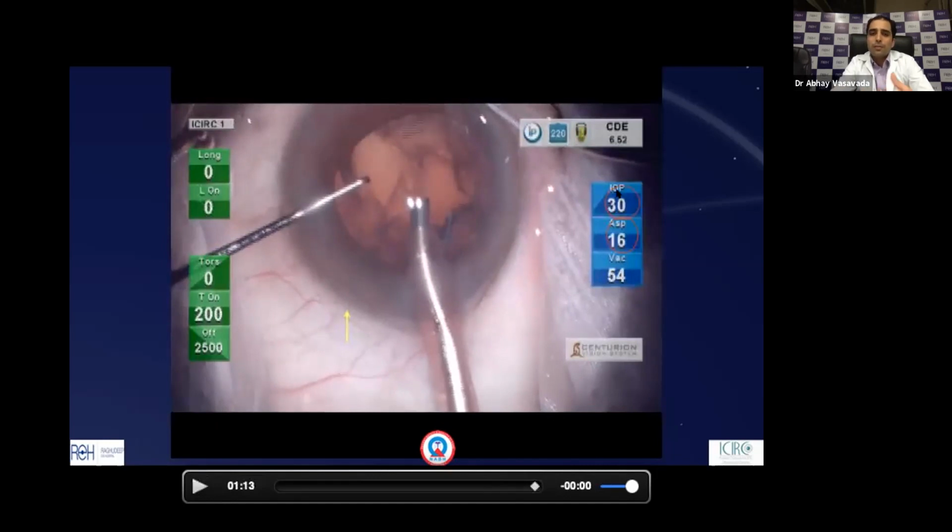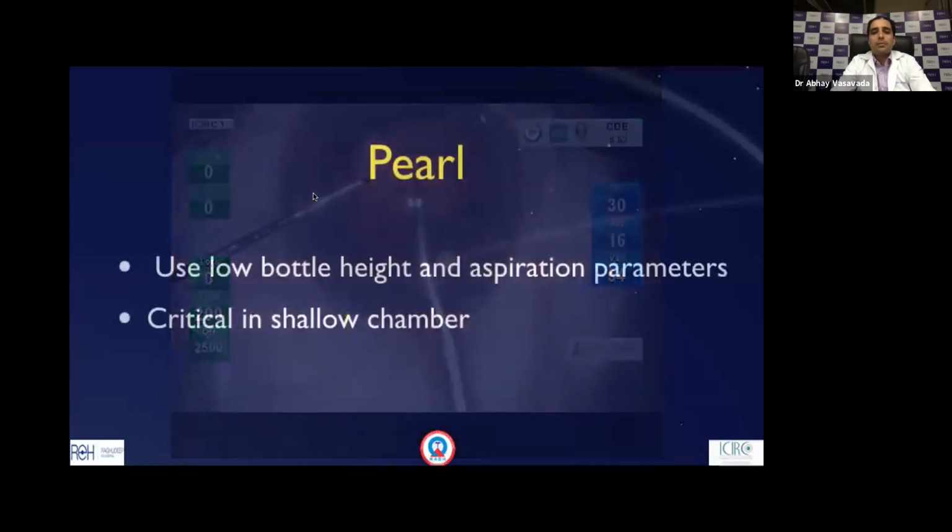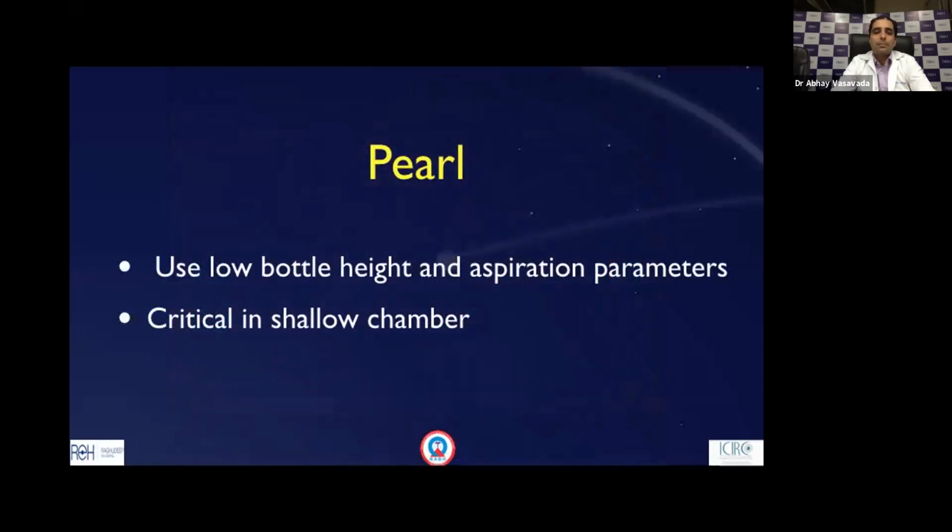So even if you start off with the wrong parameters, you can always drop them down. And in case you want to reposit the iris, never use the same incisions. For example, if I want to reposition the iris here, I would use a dispersive viscoelastic from the opposite side port and push it over this iris so that it doesn't prolapse any further. So use low bottle height and aspiration parameters.